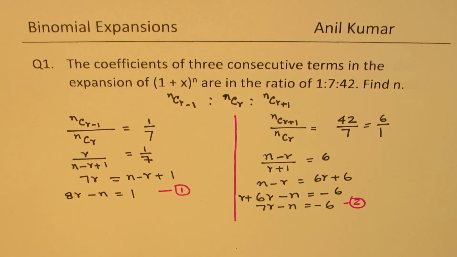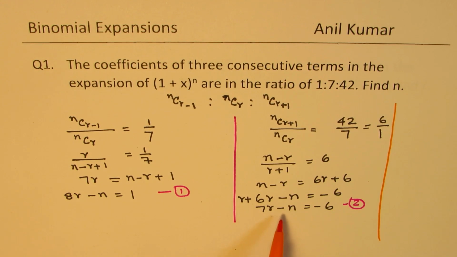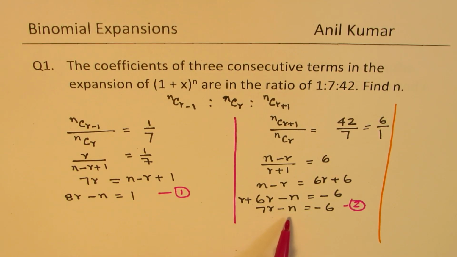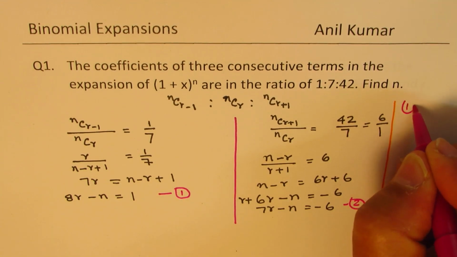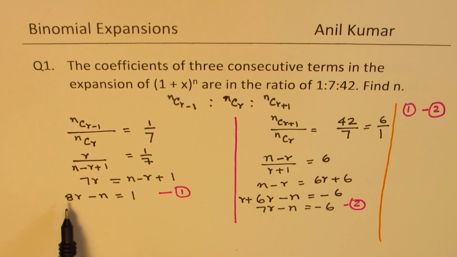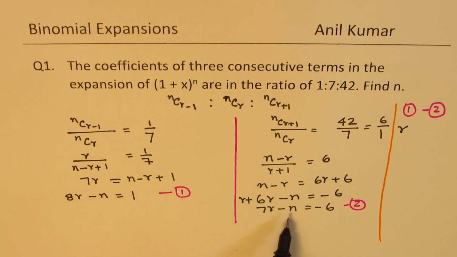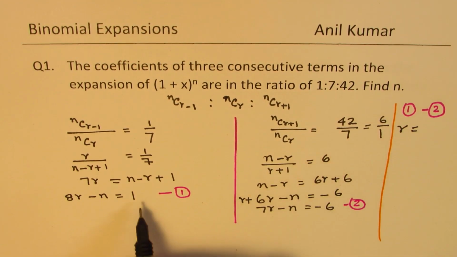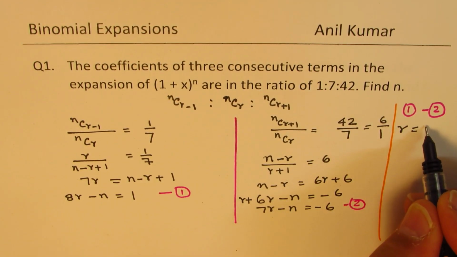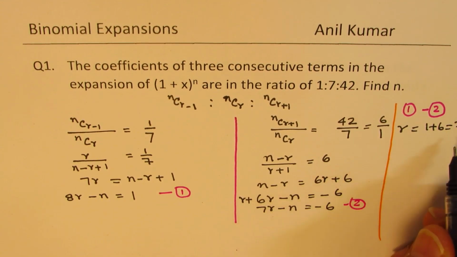To solve them, we can eliminate n. Now we have two linear equations to solve. So if I do equation 1 minus equation 2, what do I get? 8 minus 7 is 1, so we get r. Minus n cancels. And 1 minus 6, we get 1 plus 6, which is 7. So the value of r is 7.